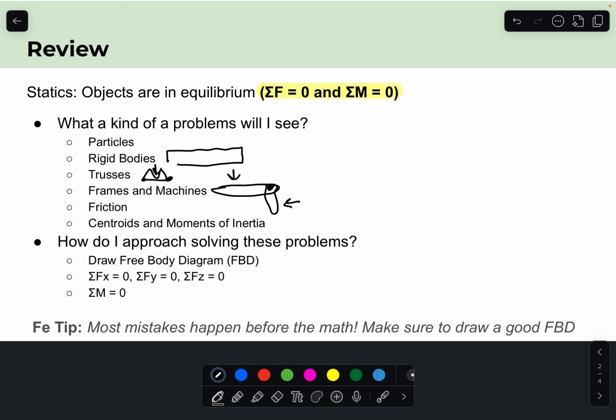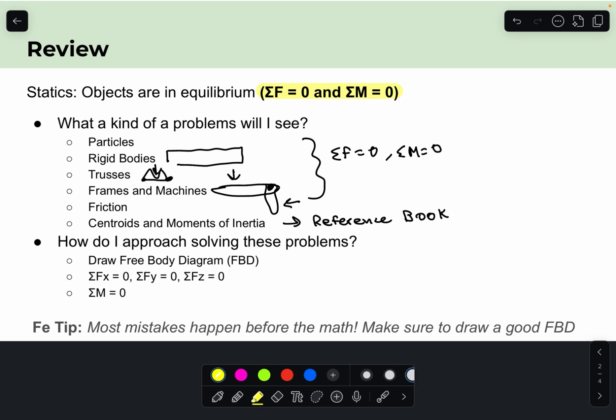One thing importantly to note is that all the problems from the particles to friction will use the sum of the forces equal to 0 and the sum of the moments equal to 0. Those are going to be your go-to equations. Whereas centroids and moments of inertia are going to be reference book problems. So you're going to want to make sure you familiarize yourself with where these equations are in the reference book, so that you can just look them up and get the easy points for the shape that they give you.